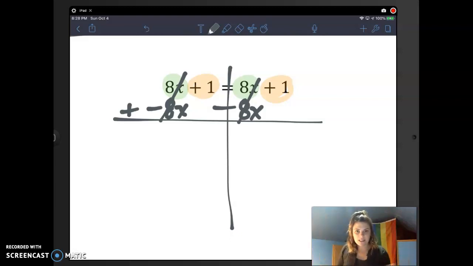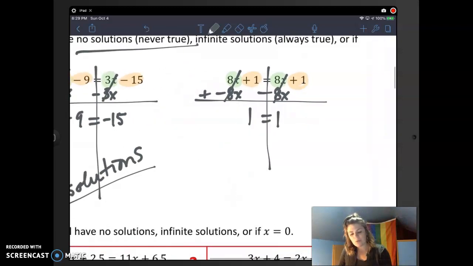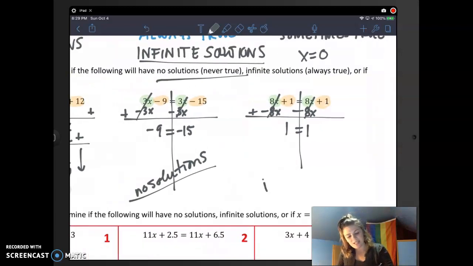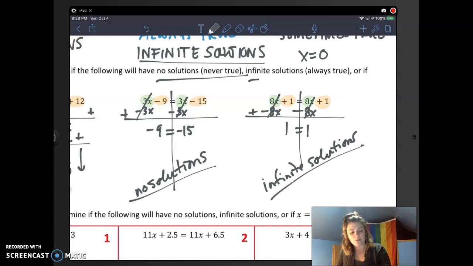Poof, our x's disappeared. How am I supposed to solve an equation that doesn't even have an x in it anymore? Well, lucky for you, you can see that 1 equals 1. That's a true statement, right? No matter what, 1 is always equal to 1. So we can say this is infinite solutions, because no matter what we put in for x, we have something that is always true.